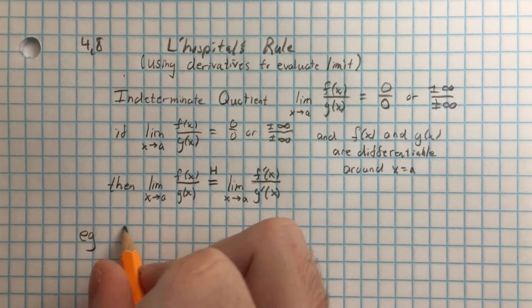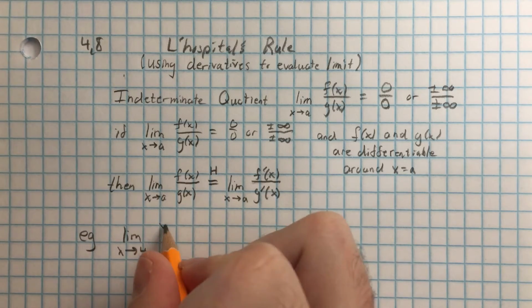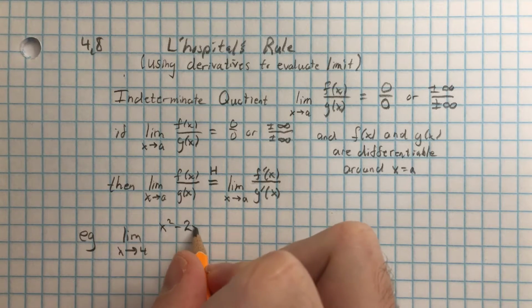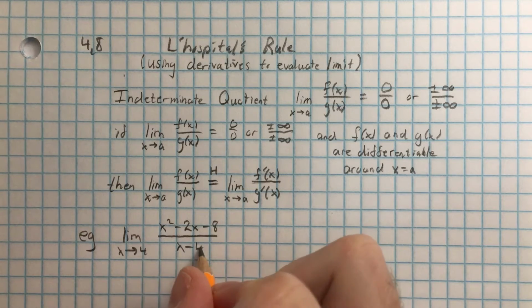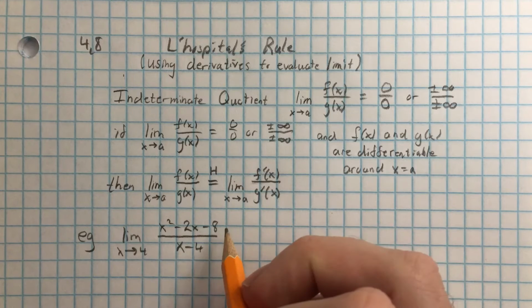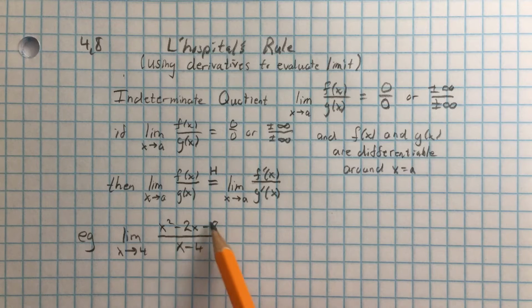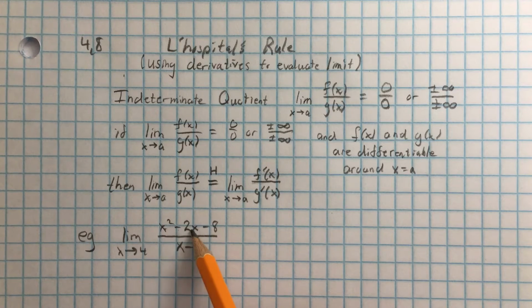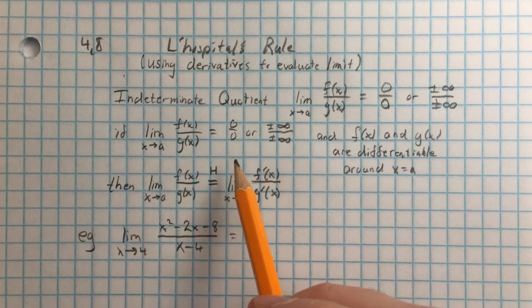For example, if you take the limit as x approaches 4 of x squared minus 2x minus 8 all over x minus 4, you'd first check what is going on as x approaches 4. So as x approaches 4, the numerator is approaching 16 minus 8 minus 8, which is 0. And the bottom is approaching 4 minus 4, which is also 0. It's the indeterminate quotient 0 over 0, the exact case that L'Hopital's rule applies to.